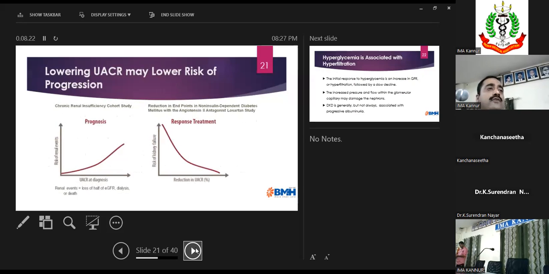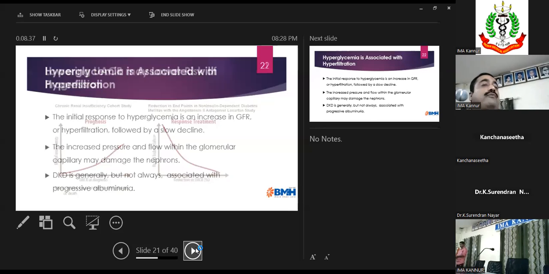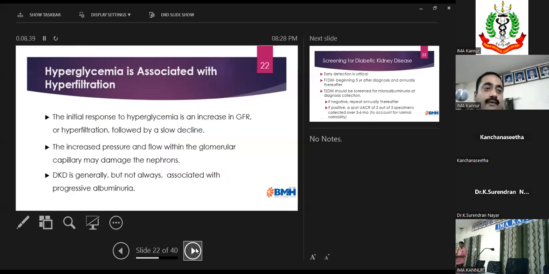There are a lot of studies. I'm not going to bore you with numbers, nor bombard you with statistics. But we have many studies showing that lowering the urine albumin creatinine ratio may lower the risk of progression of kidney disease. A lot of medications have been hypothesized to have this effect, which we will discuss in later slides. Hyperglycemia is associated with hyperfiltration.